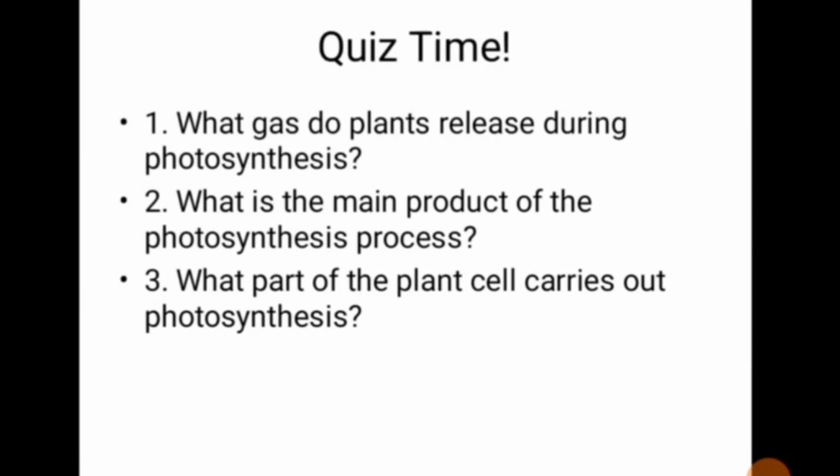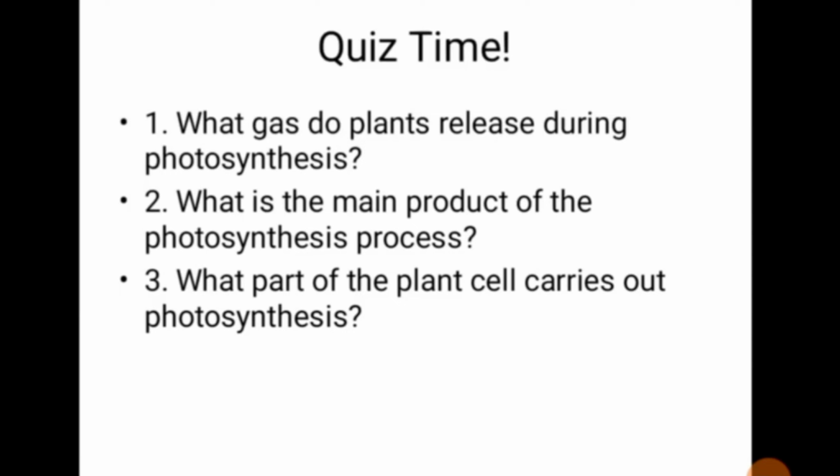Number two, what is the main product of the photosynthesis process? The main product of photosynthesis is glucose, which is C6H12O6. Glucose is the major product that is gotten from photosynthesis, while oxygen is the major gas. You see the difference? Oxygen is the major gas that is being produced, while glucose is the major product of photosynthesis.